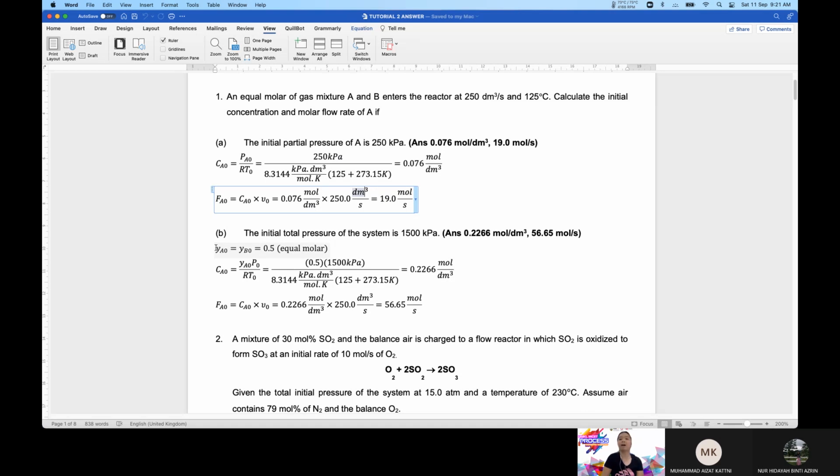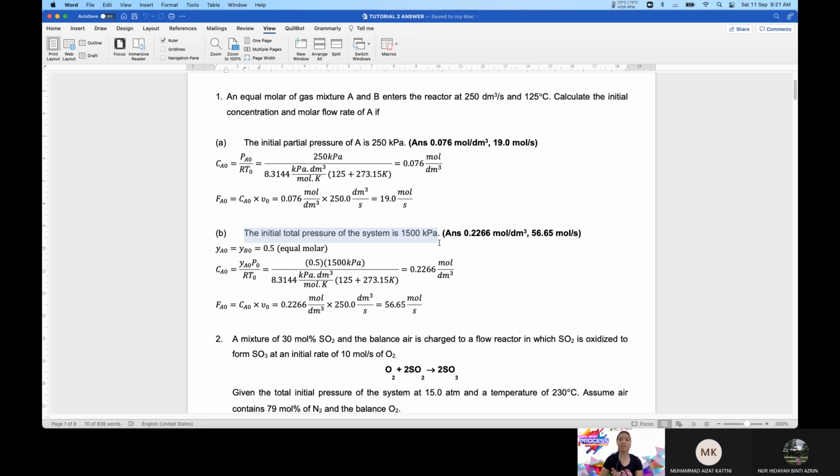Okay, next one, part B. So question part B, dia suruh kita kira balik CA0 dengan FA0. Tetapi dalam soalan ni diberitahu initial total pressure system is 1500 kilopascal. Okay. Tadi soalan A, dia beri kita directly tekanan A. So kita boleh terus kira lah, kita terus beri tekanan A tu kita kira.